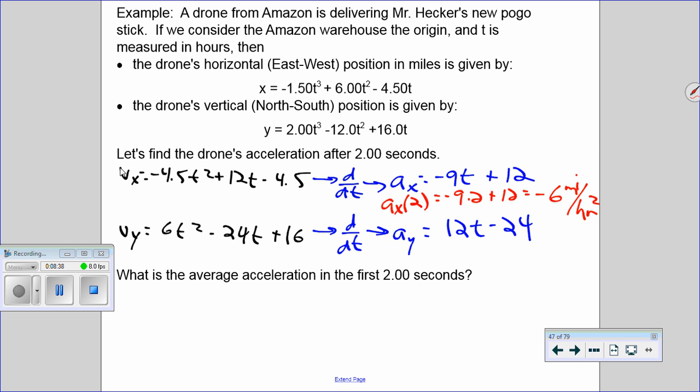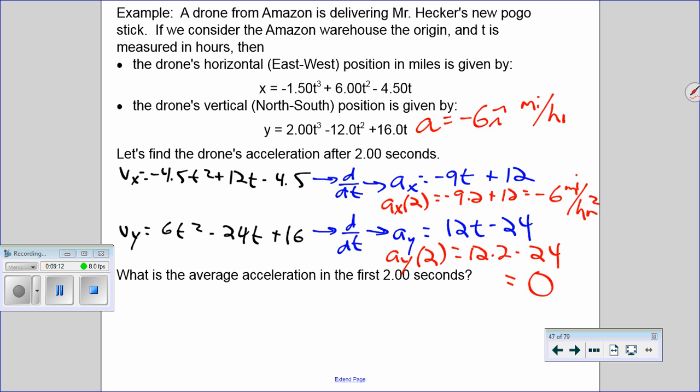Good. And my acceleration vertically after 2 hours is 12 times 2 minus 24. Oh! Why am I excited? Because it's 0! You were right. Cool? All right, I'll be honest, I got lucky. I wasn't sure it was going to be 0. So my overall acceleration, in unit vector notation, is negative 6i plus 0 miles per hour squared.